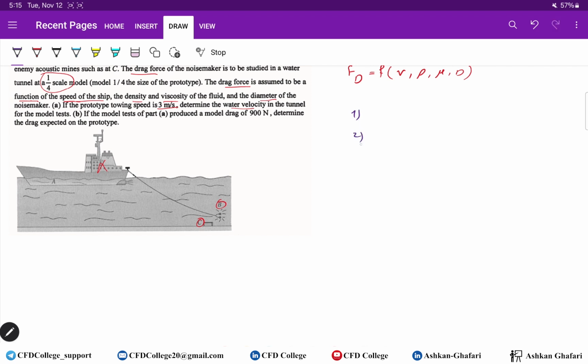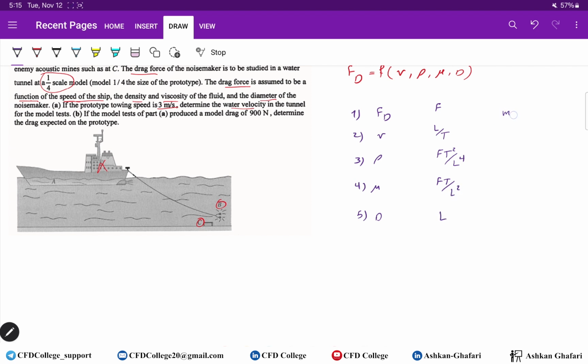1, 2, 3, 4, and 5. We have force, unit is F. We have velocity, L over T. We have rho, mu, and d. Rho, the unit is F T square over L to the power of 4. Mu is F T over L square, and d is L.